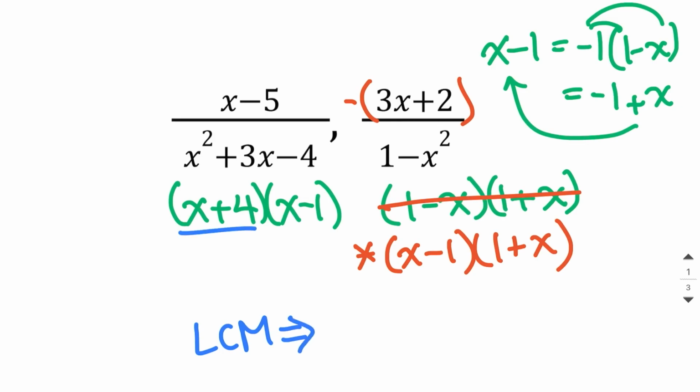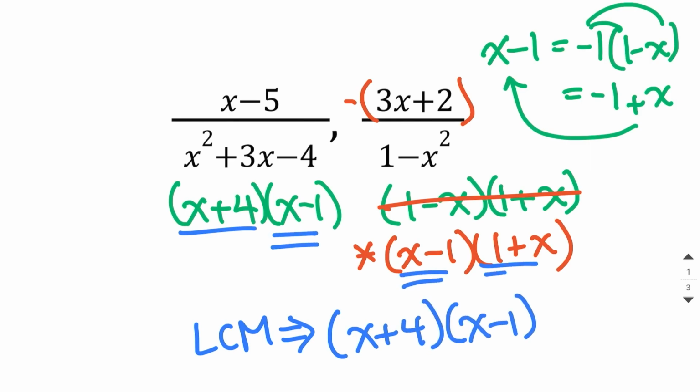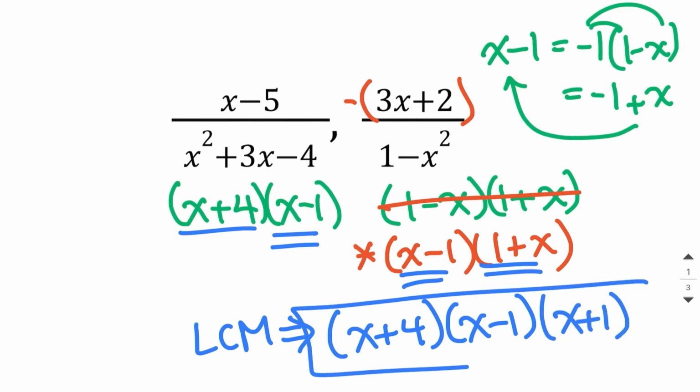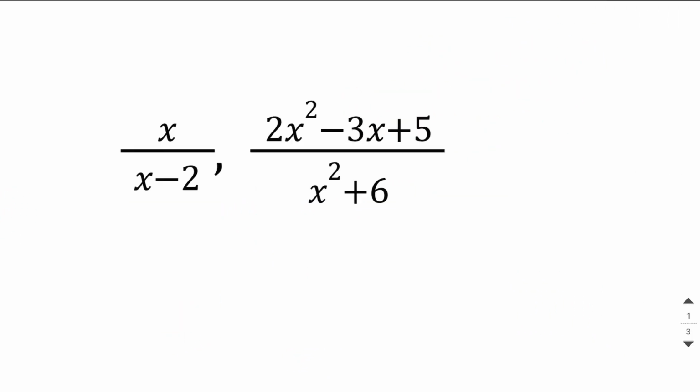So here, our LCM is going to have a factor of x plus 4, then an x minus 1, and then a 1 plus x or an x plus 1. All of these are factors of my LCM. And then lastly, over here, in this denominator, I cannot factor it any further. So it's just x minus 2.